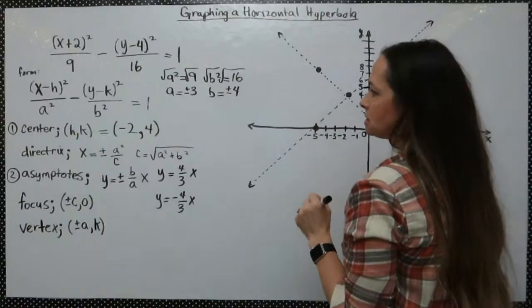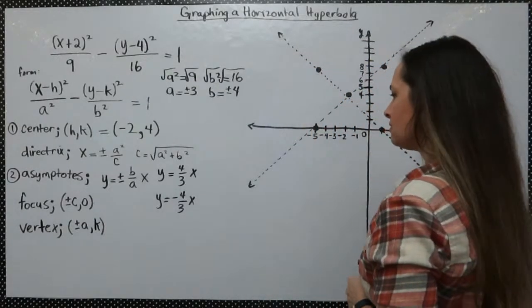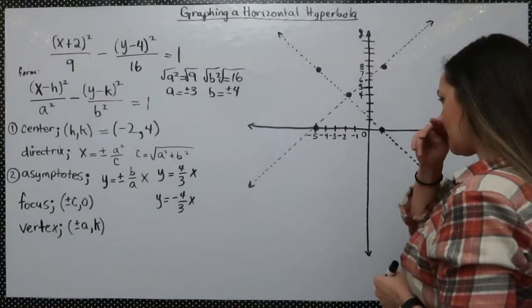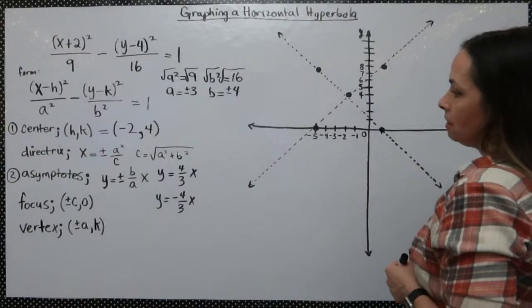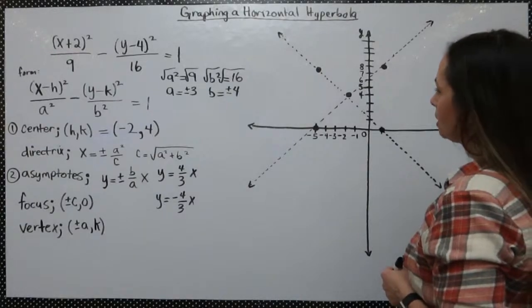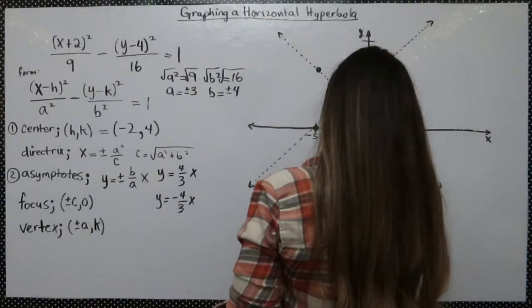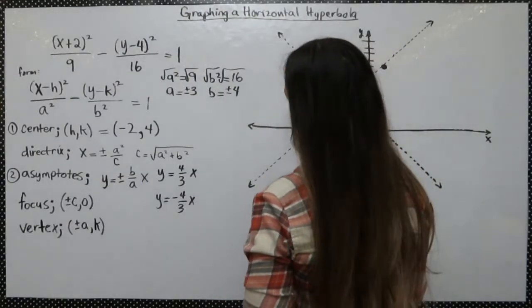So I've got my center and I've got my asymptotes. So now what I want to do is figure out where my vertices are. So it's going to be plus or minus a. a is 3.